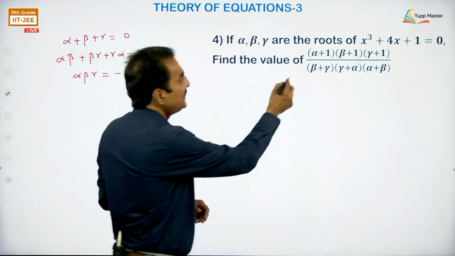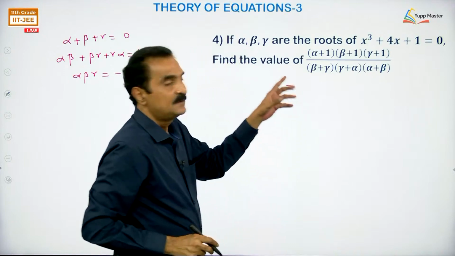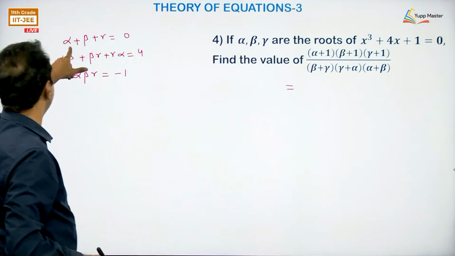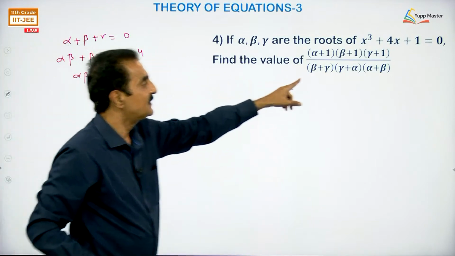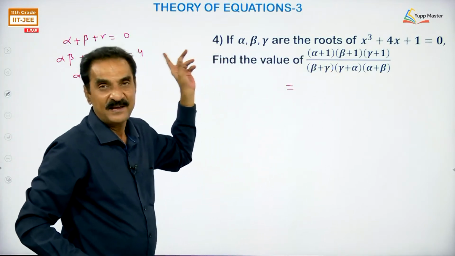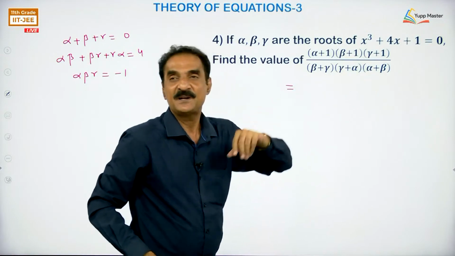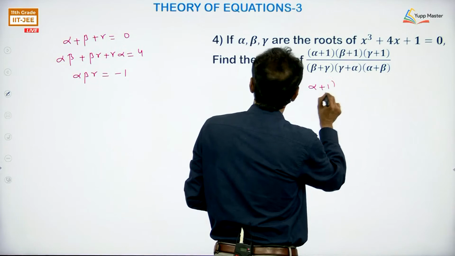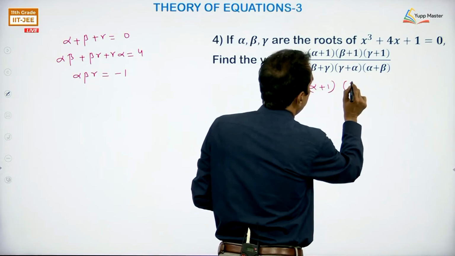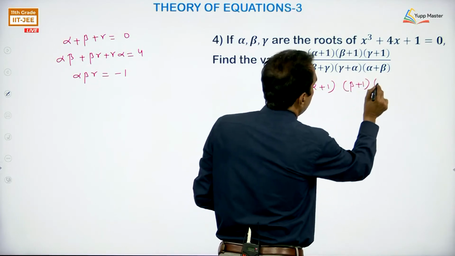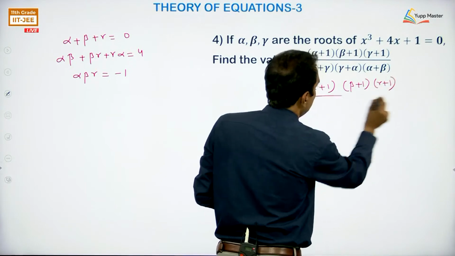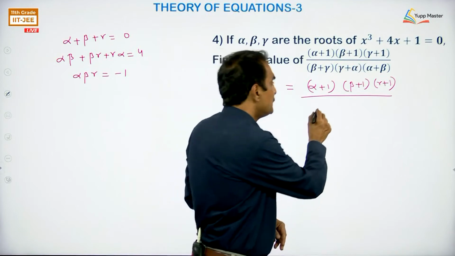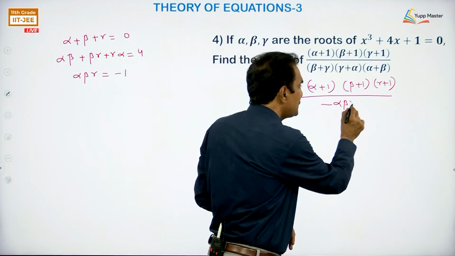Now, we want this product. Simplifying the denominator, beta plus gamma is what? Minus alpha. Gamma plus alpha is minus beta and alpha plus beta is minus gamma. So, you will get (alpha plus 1)(beta plus 1)(gamma plus 1) divided by the denominator, which becomes minus alpha into minus beta into minus gamma, that is, minus alpha beta gamma.